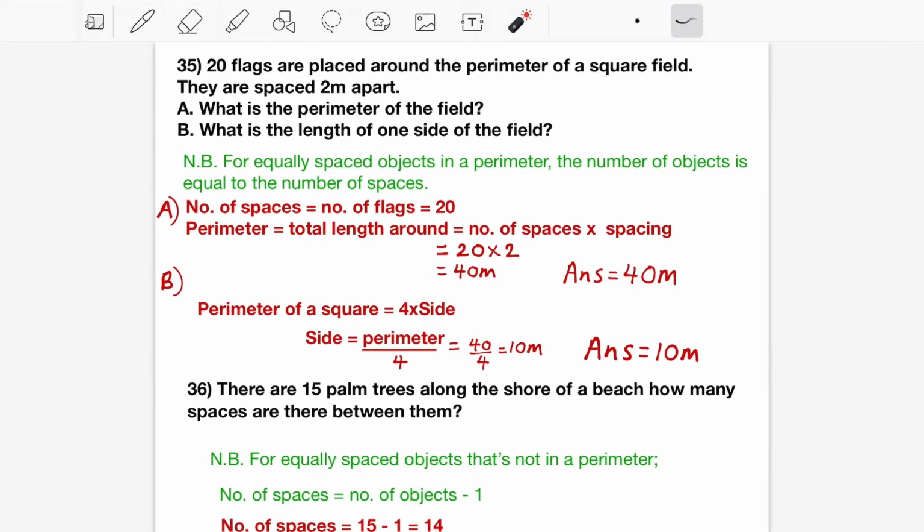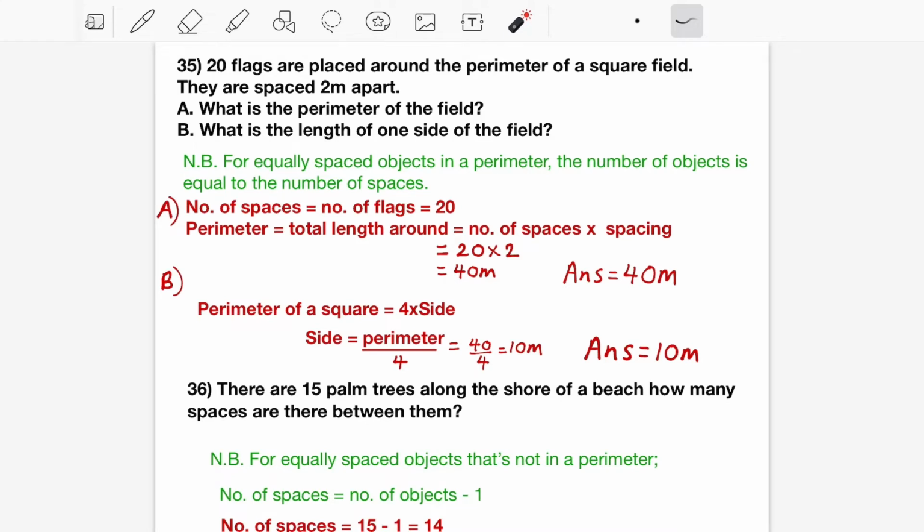Right, so we now have some questions on evenly spaced objects. At least that's what I call it. 20 flags are placed around the perimeter of a square field. They are spaced 2 meters apart. That should be equally spaced or evenly spaced. What is the perimeter of the field?